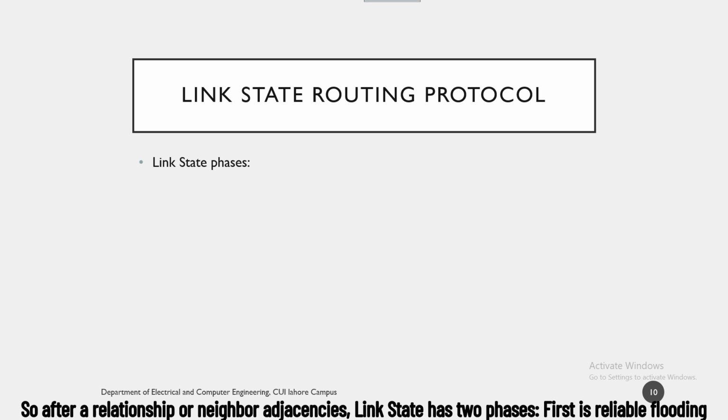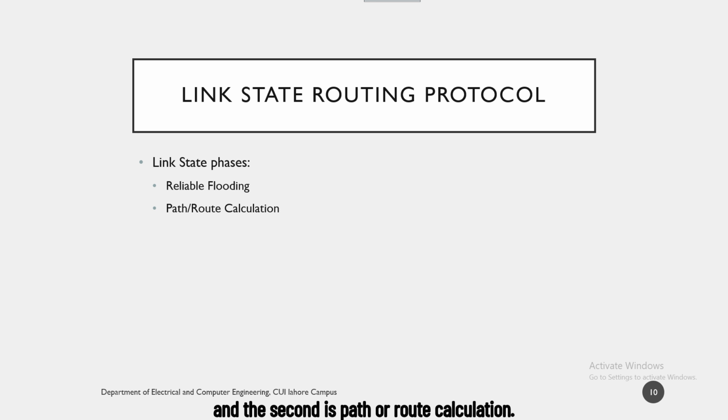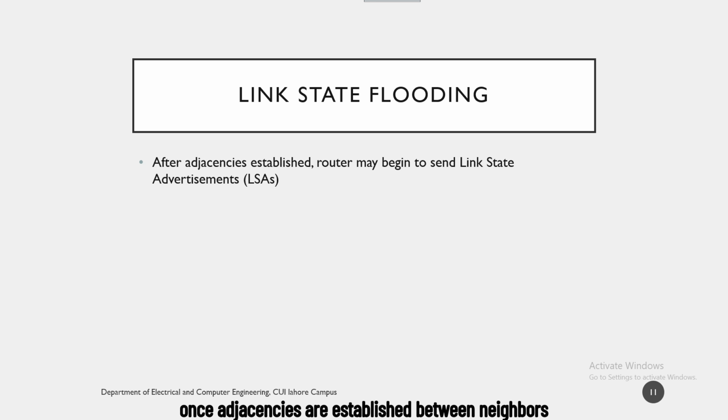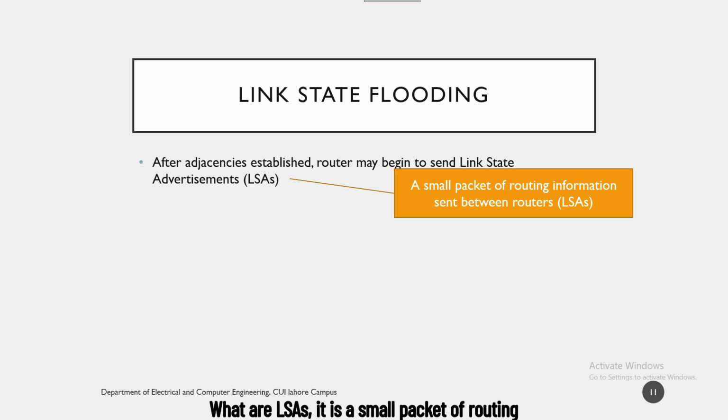So, after neighbor relationship or neighbor adjacencies, link state has two phases. First is reliable flooding and the second is path or route calculation. Let's see what is flooding in link state. Once adjacencies are established between neighbors, routers may begin to send link state advertisements. What are link state advertisements? A small packet of routing information that is sent between neighboring routers is known as a link state advertisement.